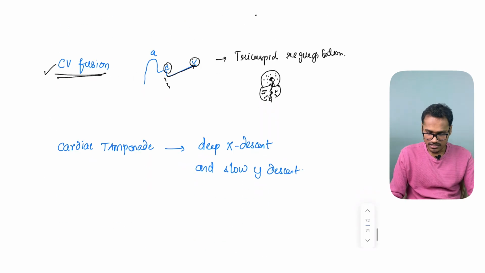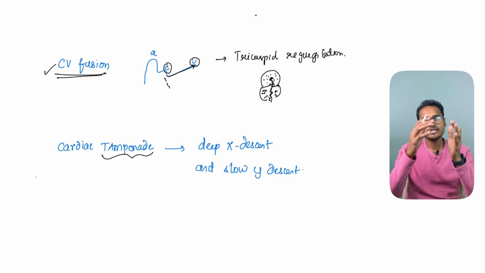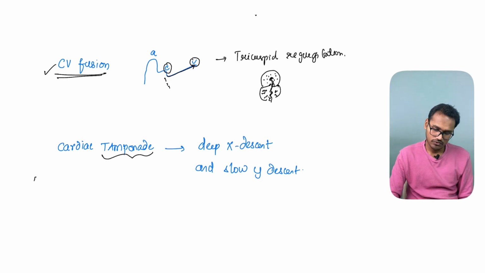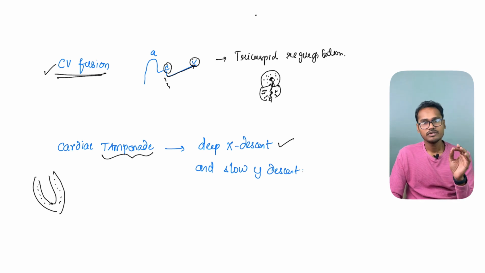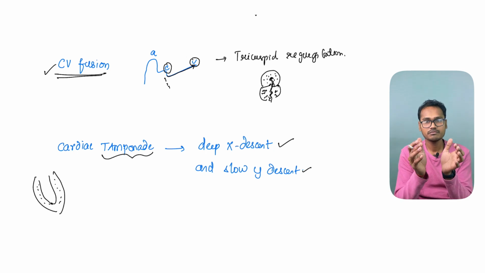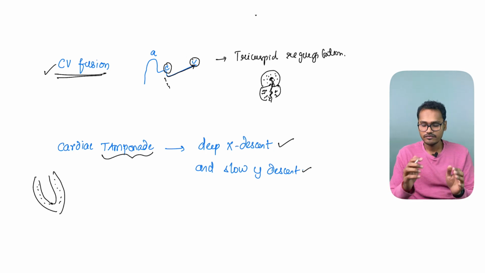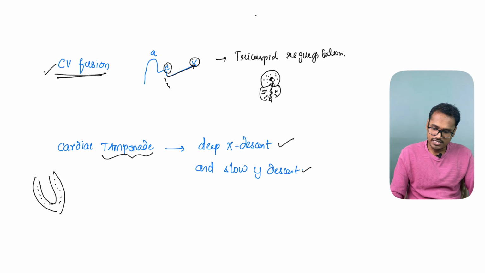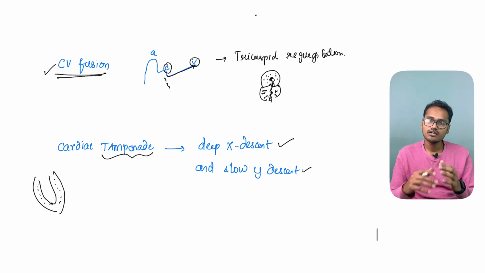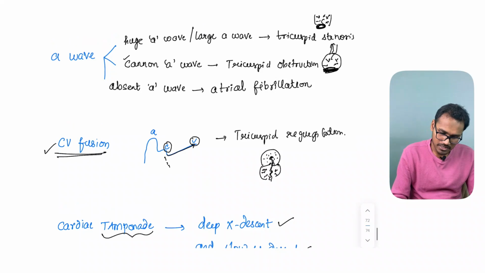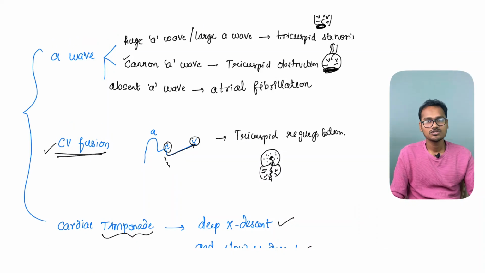And there is another condition, cardiac tamponade, which can affect the X and Y descent also. Tamponade means there is accumulation of blood or fluid around the cardiac membrane, that is the pericardial membrane, and it is compressing the heart. In this condition, there will be a deep X descent and a slow Y descent, because the heart is being compressed and the filling is going to be slow. So these are some of the abnormalities of JVP. There are a lot of abnormalities, but these are the major and common abnormalities which you understand as a first year MBBS student. So I hope it's clear.